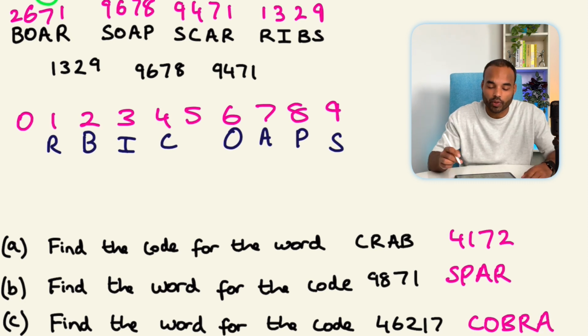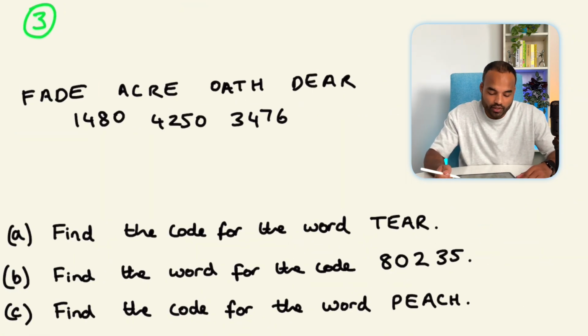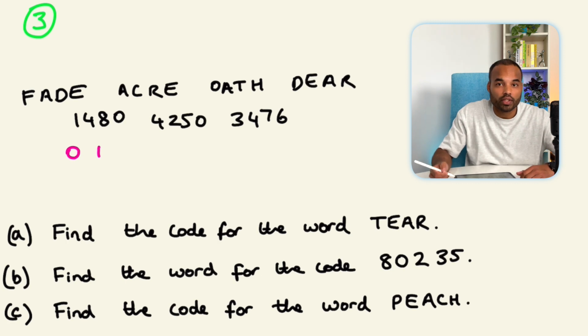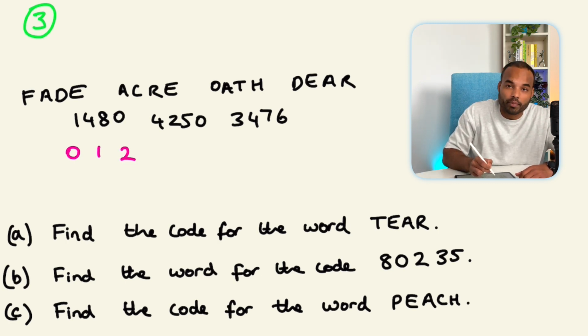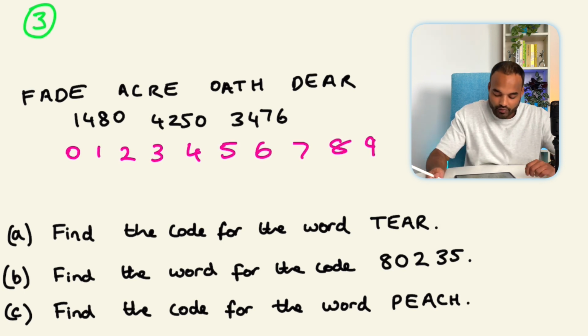And let's have a look at the next question now, question 3. Right, so our 4 words, fade, acre, oath, and deer, are 3 number codes, 1480, 4250, 3476. Once again, I'm going to jot down the numbers 0 to 9 and then create that little magic box for myself. So we go 0. Remember, we may not need to use all of these digits, but it's still useful to write them down. So 0, 1, 2, 3, 4, 5, 6, 7, 8, 9. Thankfully, I can count today.